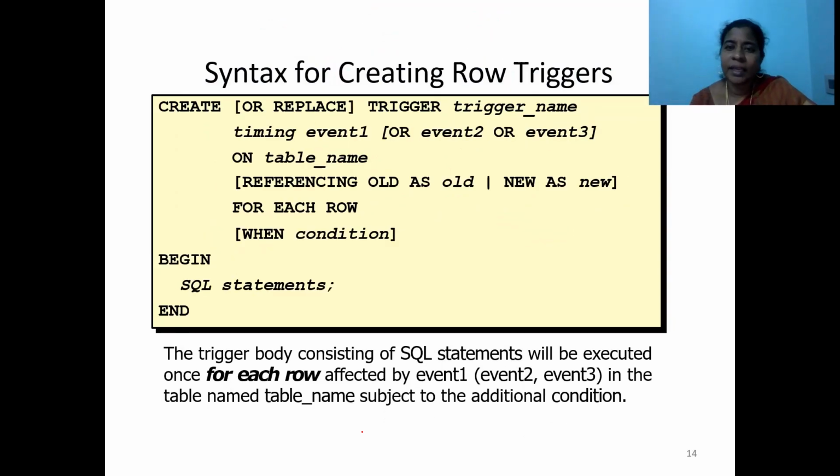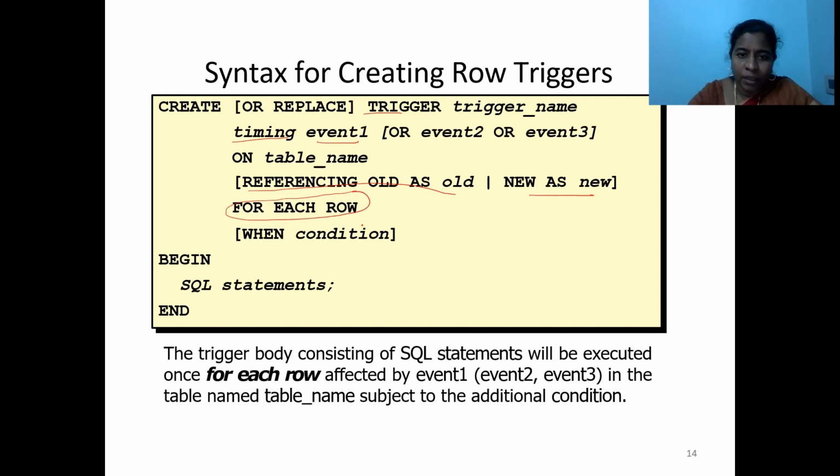And syntax for creating row triggers. The same thing: create or replace trigger. You have to mention the trigger name. Then again, you have to mention the timing, that is, whether it is before or after or instead of. Mention the event, insert or delete or update, on table name. Here, we are going to use referencing old as old, new as new. You have to use another statement called for each row.